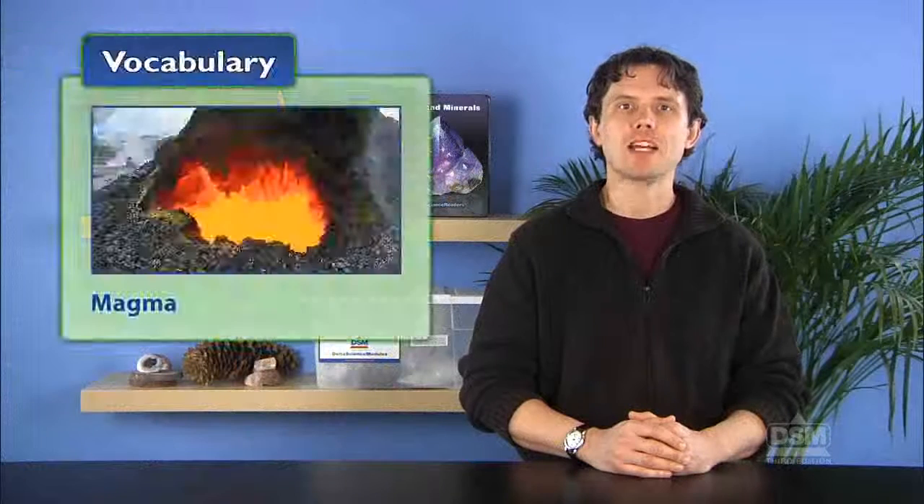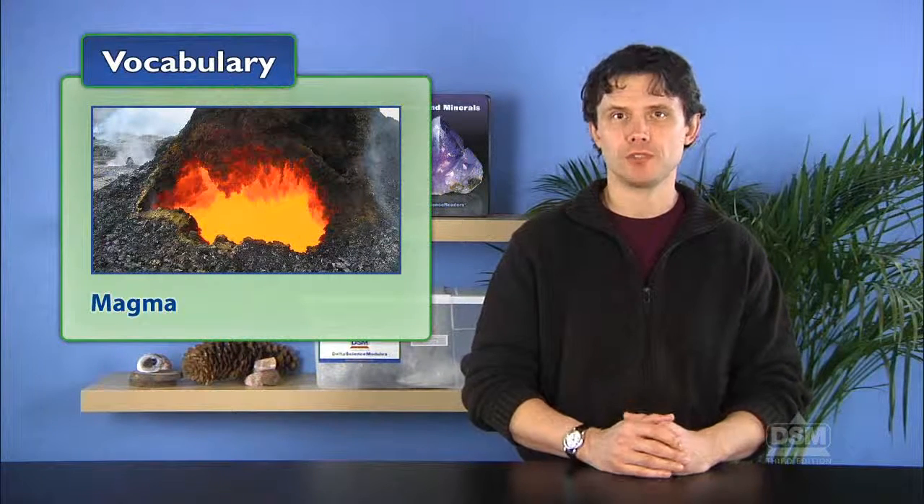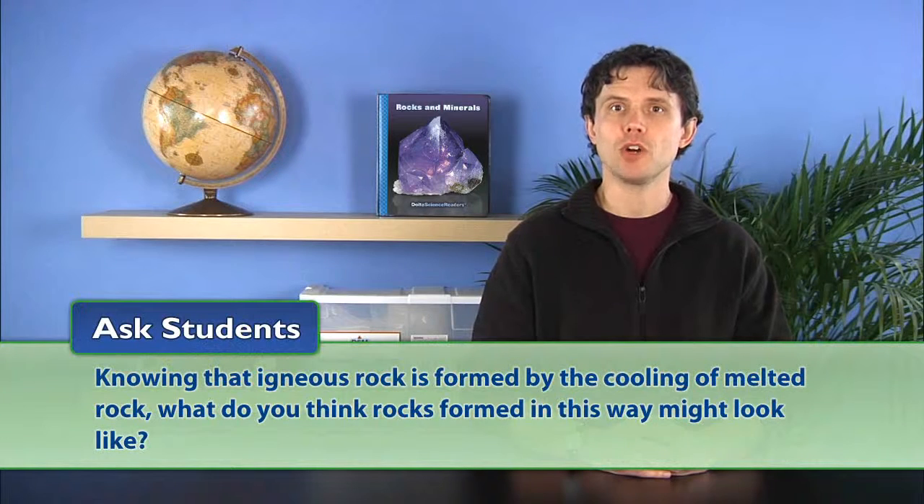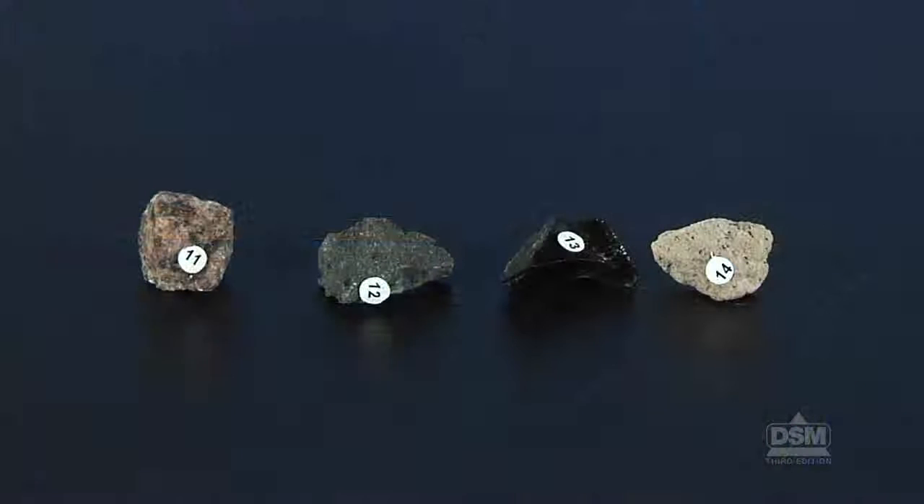Next, define magma for the class as melted or molten rock within the earth. Explain that the type of magma that reaches the surface through volcanic activity is called lava. Ask students, what do you think rocks formed in this way might look like, knowing that the cooling of melted rock forms igneous rock? Students should note that the igneous rocks provided in this kit can be identified by a glassy appearance, bubbled and porous texture, or a pattern of interlocking crystals.